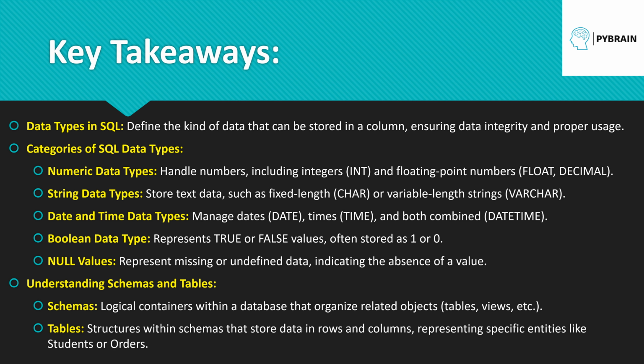The Boolean data type represents true or false values, often stored as 1, true, or 0, false. Null values indicate missing or undefined data. They show the absence of a value, distinct from 0 or an empty string.